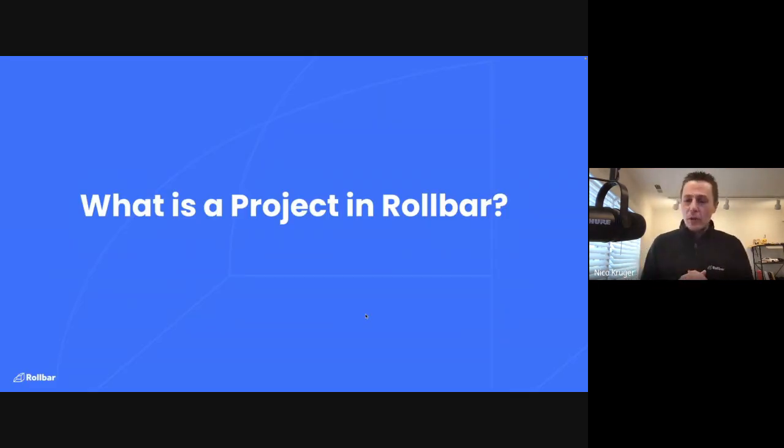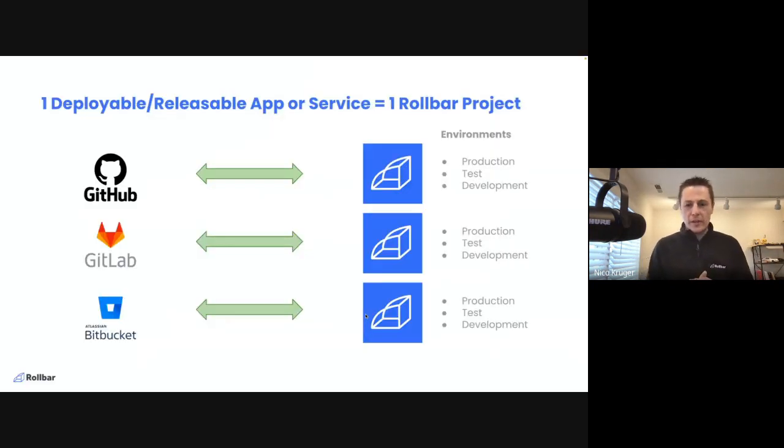And again, if you have any questions throughout the session, please feel free to put it into the chat as well. So the first question we get very, very often is, what is a Rollbar project? And it's a very good question. In Rollbar's world, you have a Rollbar account that you log onto. That account has many Rollbar projects. And a project is, think of it as a deployable or releasable piece of code, an application or service. So if you think of a Git repository, one Git repository typically equals a Rollbar project.